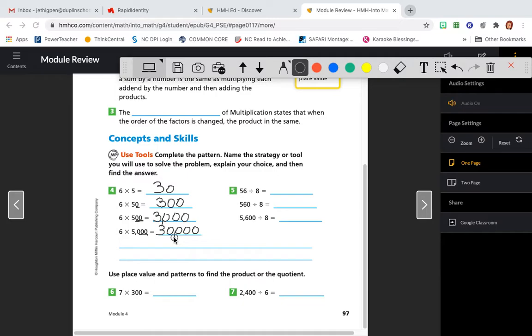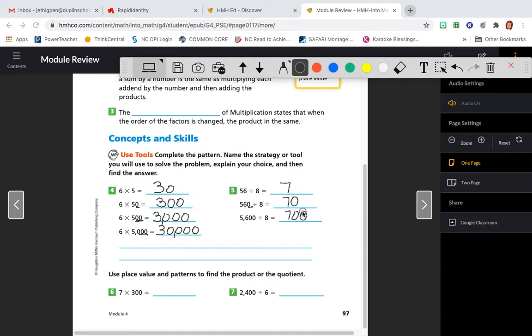56 divided by 8 is 7. 560 divided by 8, let's go back to that basic fact. We still know that 56 divided by 8 is 7. We're going to add a 0, and that will equal 70. 5,600 divided by 8 is still our basic fact of 7, and we're going to add 2 zeros.